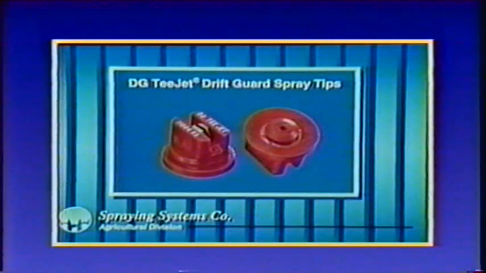The DG TeeJet or drift guard tip is a new variation of the flat spray tip that utilizes a pre-orifice which produces larger droplets and reduces the small drift-prone droplets, minimizing off-target spray contamination while spraying at pressures of 30 to 60 psi or 2 to 4 bar.